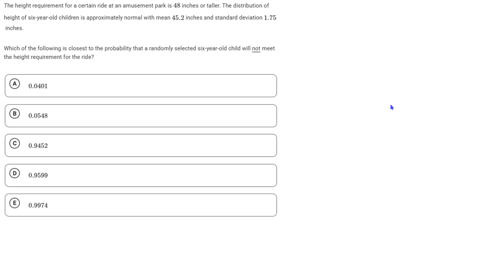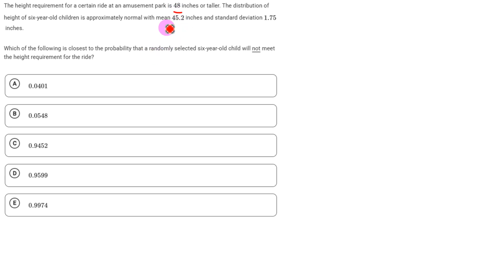Okay, so here is the AP Classroom for Chapter 6. I thought I'd try it on here and send it to you and put it out there. So let's look at it. Chapter 7, I apologize. The height requirement for a certain ride at an amusement park is 48 inches or taller.